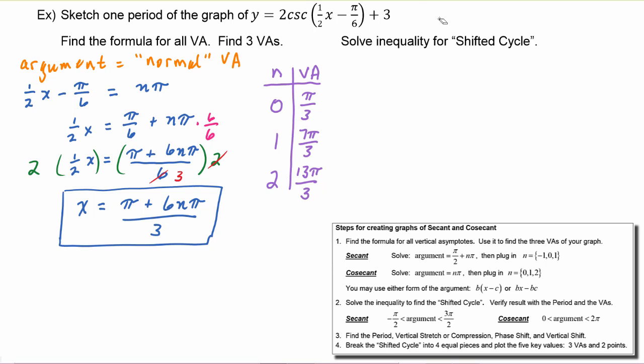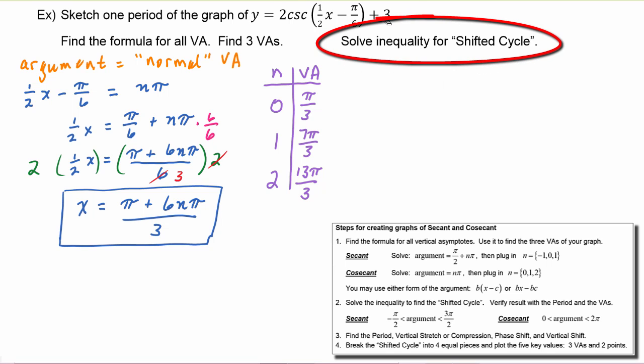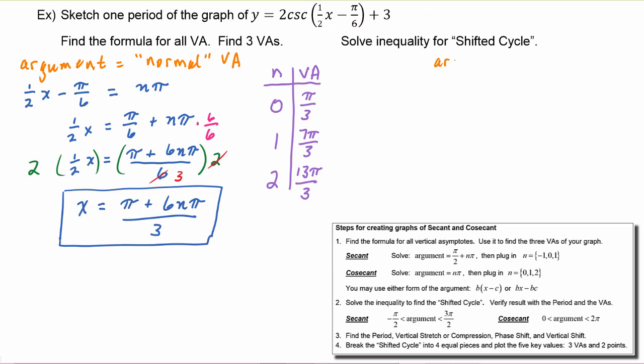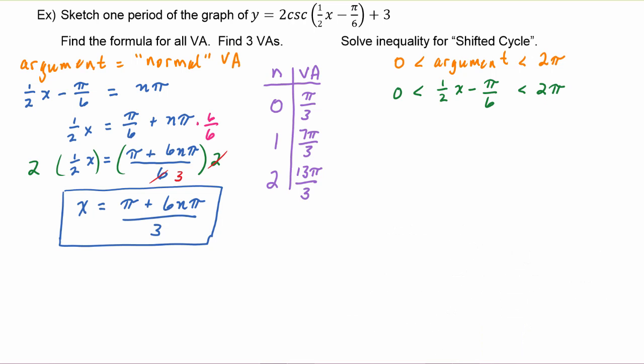The next step is to solve the inequality for the shifted cycle. We know we have to put the argument of the function in between the starting and ending values. And for cosecant, that's 0 and 2 pi. So our argument is 1/2 x minus pi over 6. That's got to go in between 0 and 2 pi. We will add pi over 6 to each piece of the inequality.